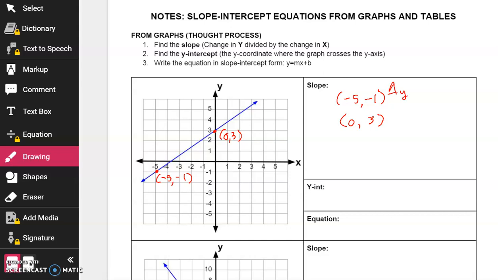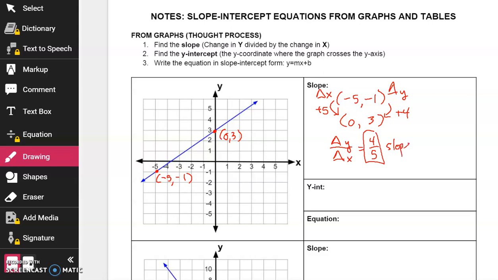Change in y, so I went from -1 to 3, that's +4. And then I find the change in x. Okay, -5 to 0, that's +5. So change in y divided by change in x is going to be 4 over 5. And then I could use Desmos, type in 4/5 and make sure that that's simplified. I know that it is. So this is my slope.